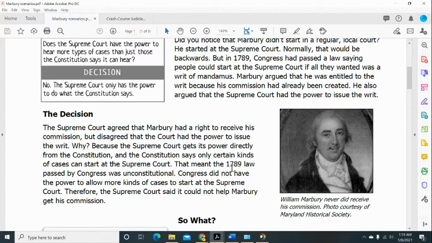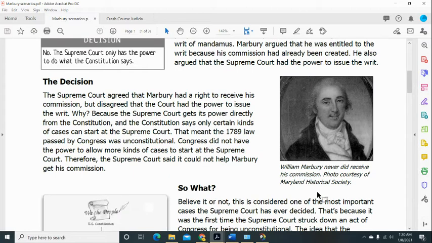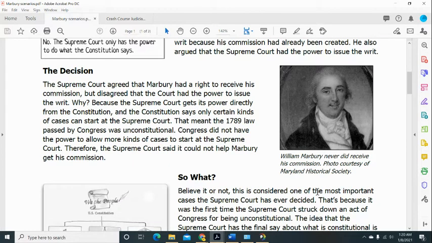They were signed and sealed and everything official. But the Supreme Court disagreed that it had the power to issue the writ. The Supreme Court gets its power from the Constitution, according to John Marshall, and the Constitution says only certain kinds of cases can start at the Supreme Court. So that law that says only the Supreme Court can issue writs of mandamus as an original jurisdiction was unconstitutional, because Congress did not have the power to allow more kinds of cases to start at the Supreme Court. So it said they cannot help Marbury get his commission.